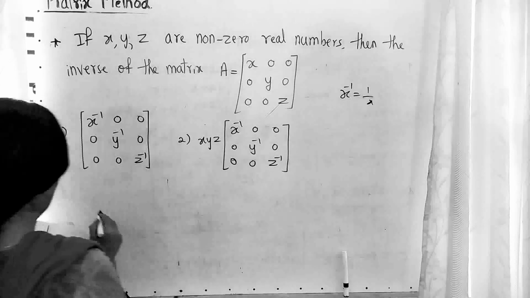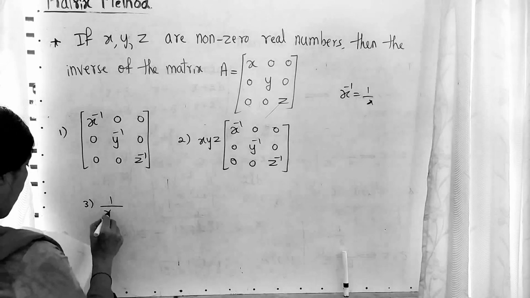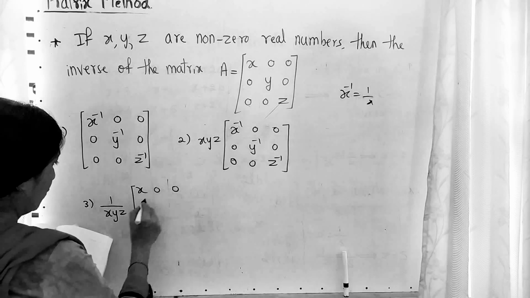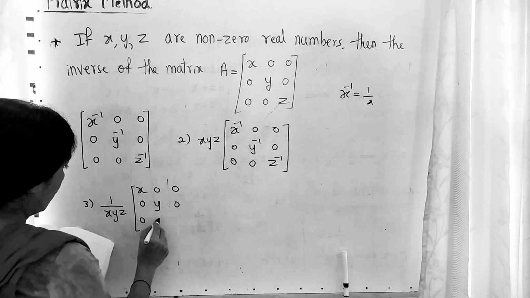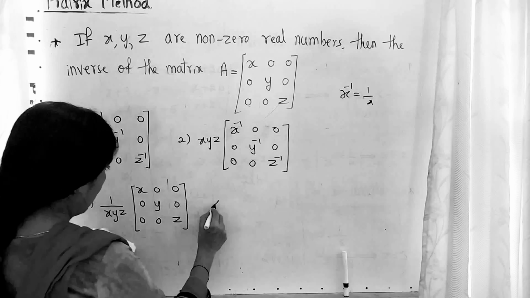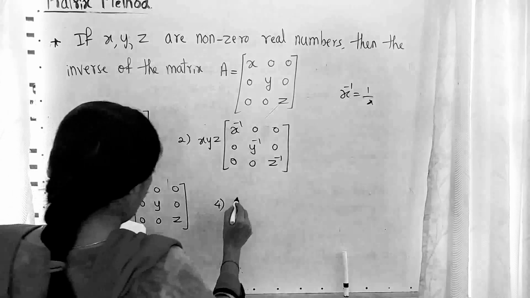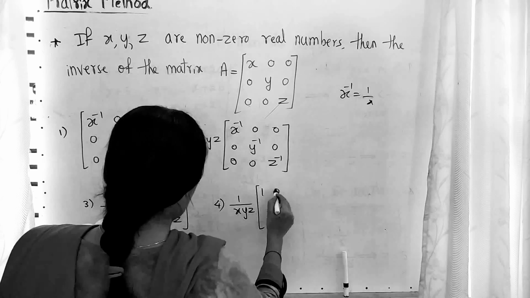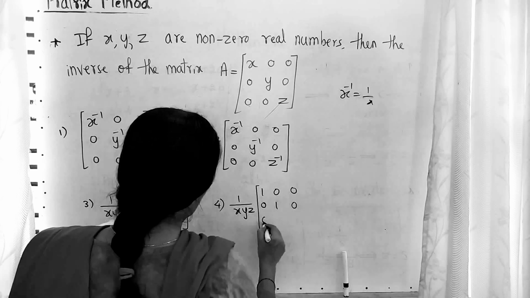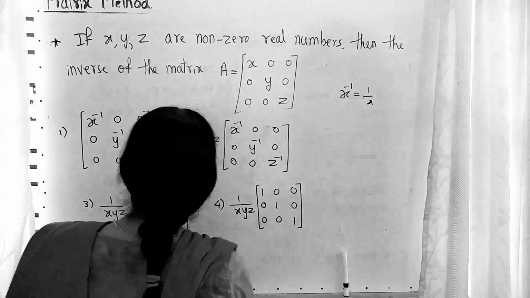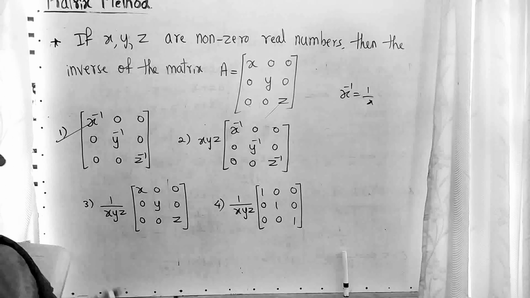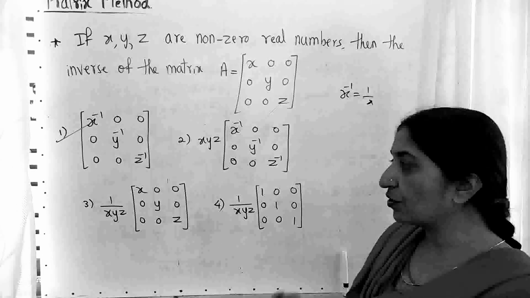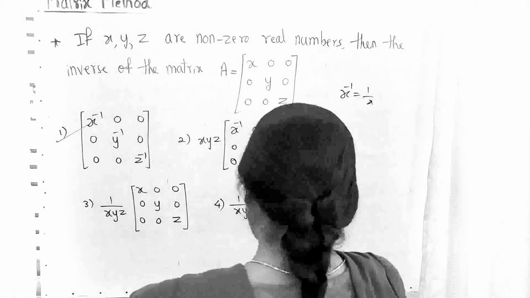Third one: 1 by x y z times x 0 0, 0 y 0, 0 0 z. And the fourth one: 1 upon x y z times 1 0 0, 0 1 0, 0 0 1. If you solve also you will get the same answer. The answer is this: x inverse 0 0, 0 y inverse 0, 0 0 z inverse. So this is the standard result.